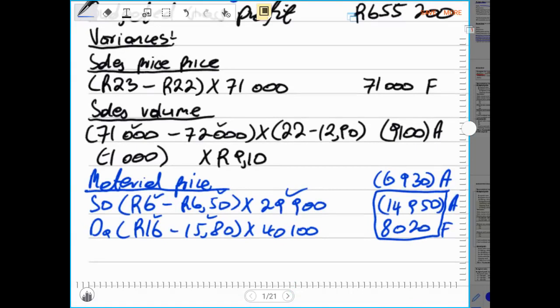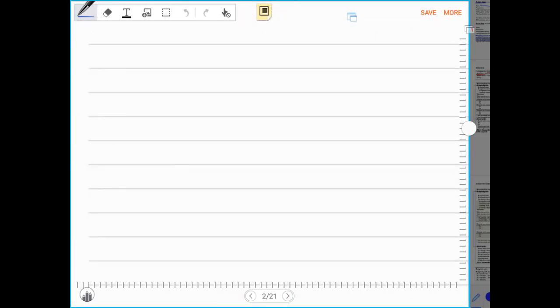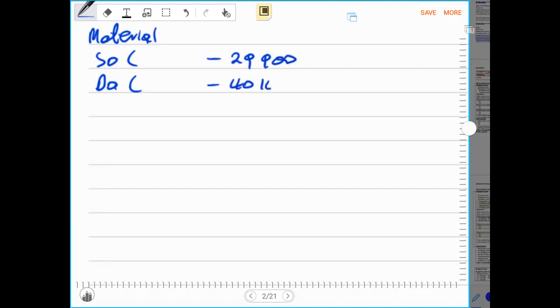Then from here we do the material mix. This is another variance that you need to be mindful of: you only calculate material mix if you have two materials, which is material saw and material dar. In this case, we do have two materials. Therefore, now we can calculate our material mix variance. Then we have to subtract this from the actual quantities that were bought, which is 29,900 and 40,100.